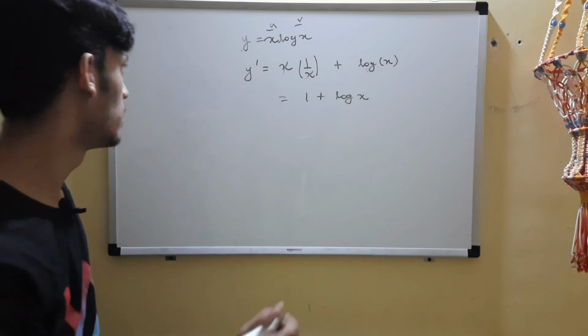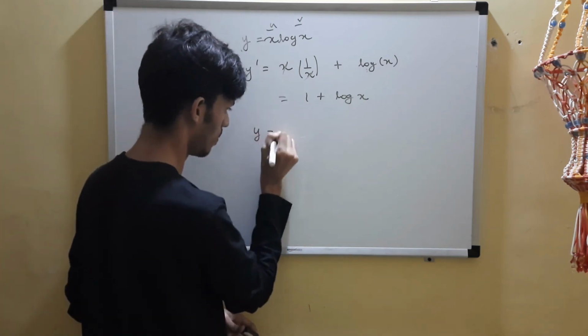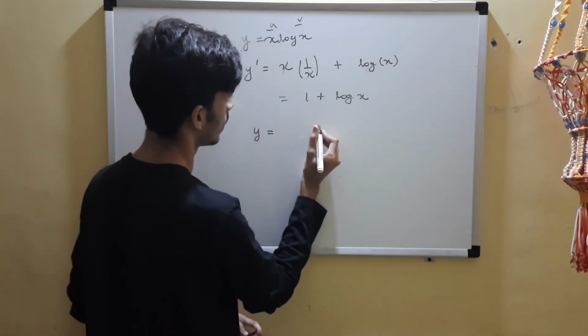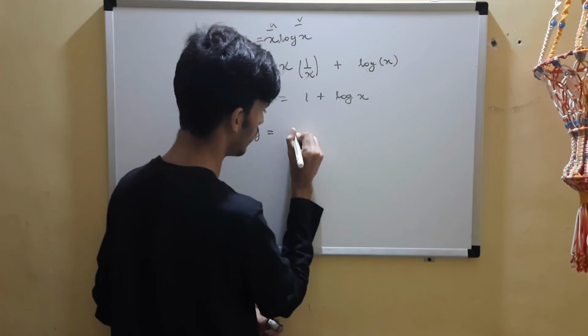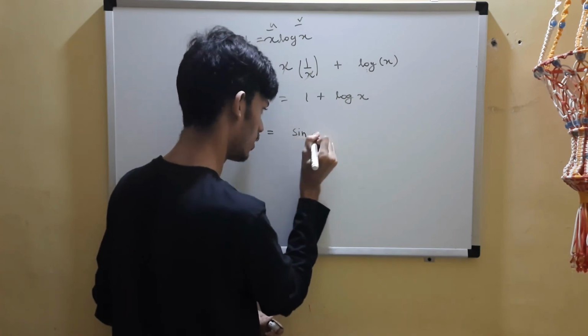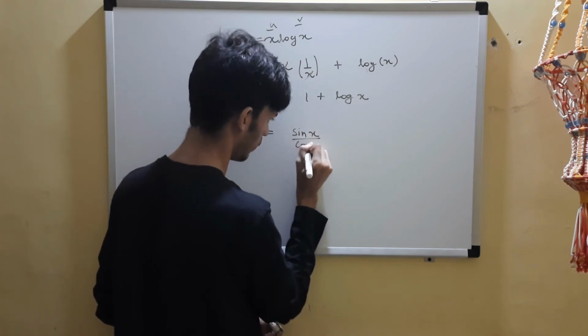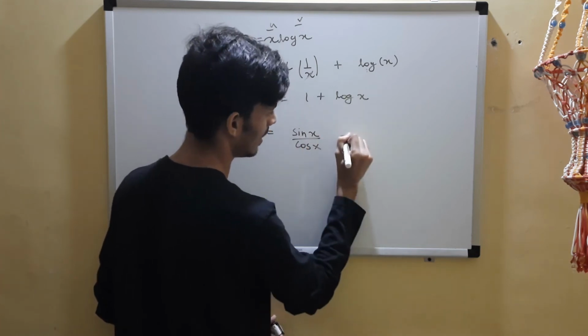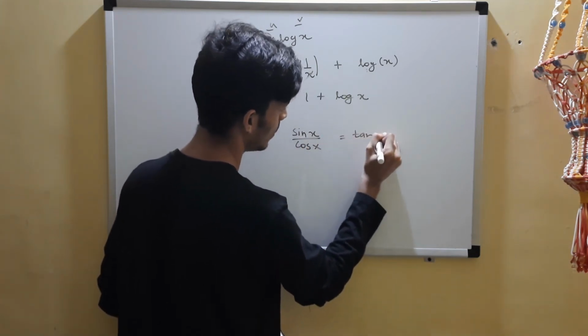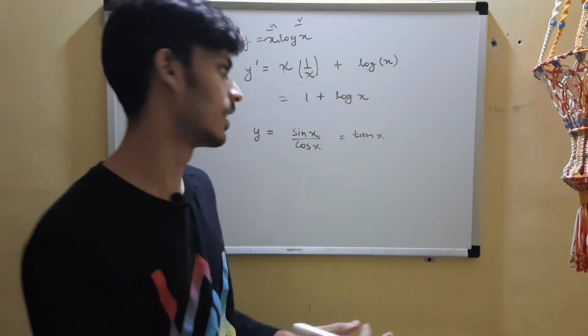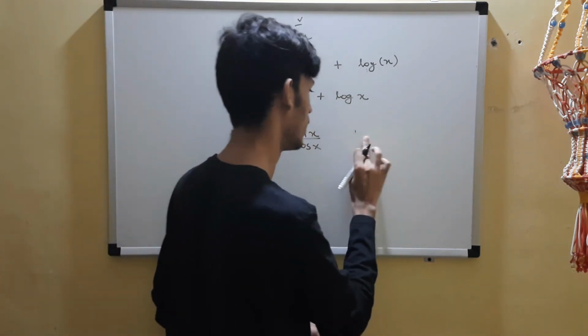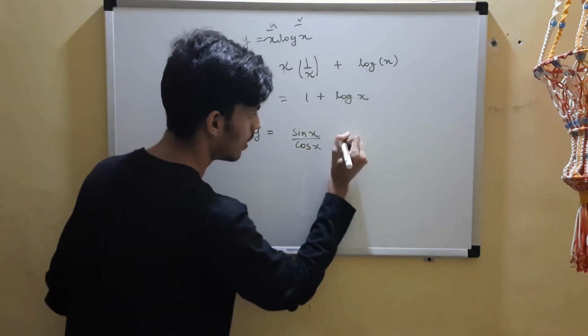Nice. Let's try division. It's also simple if you remember the formulas. sin x upon cos x. Actually, this is tan x, and you'll already know the differentiation of tan x is sec square x, but let's do it this way. Okay, you'll get the same answer.